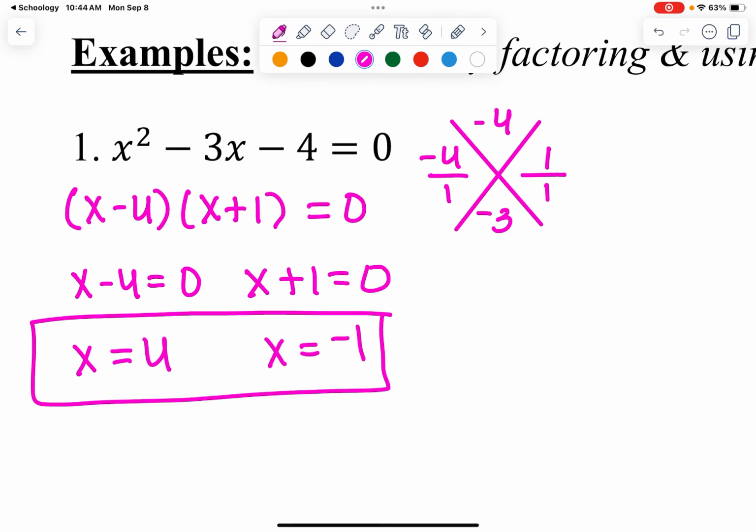Setting each factor equal to 0 and solving, that's called the zero product property: if this times this is equal to 0, one of them has to be equal to 0. So you set each one equal to 0 and solve.